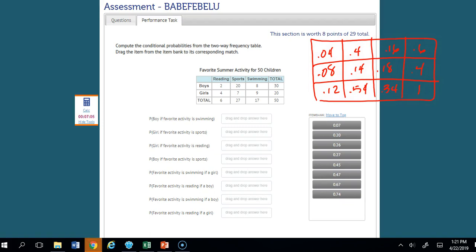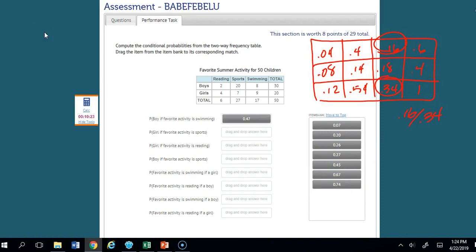So now we're going to answer these questions. What's the probability of a boy if the favorite activity is swimming? So we've got to look at swimming first. What is the probability that it's a boy? So this says the probability of boy if the favorite activity is swimming. So that means we've got to look at our total here, and divide it by the boys. So we're going to do 0.16 divided by 0.34, and that answer is 0.47. So we're going to take this 0.47 from over here, and we're going to put it right there.